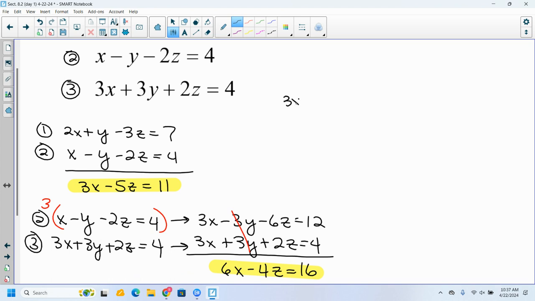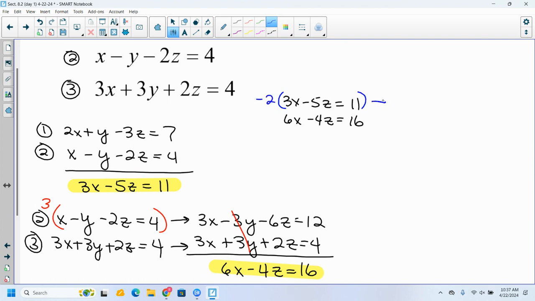So I got 3x minus 5z equals 11. I got 6x minus 4z equals 16. All right, it doesn't matter. Either eliminate the x or eliminate the z, whichever one's going to be easier. All right, Reese, what do you got going on there? What do you think? The X's. And then how are you doing that? I agree. Multiply the top one by 2. 2 or negative 2? Negative 2. Okay, yep. Multiply the top one by negative 2.